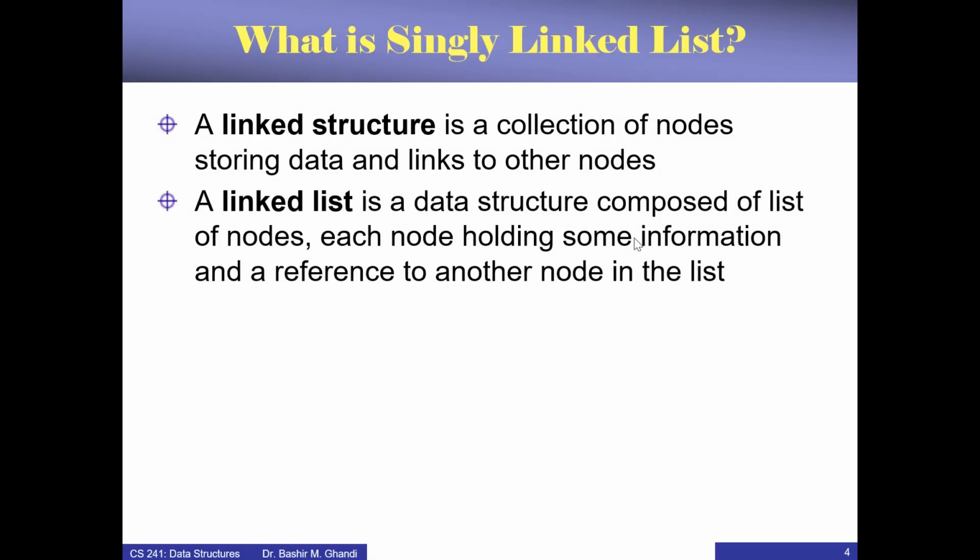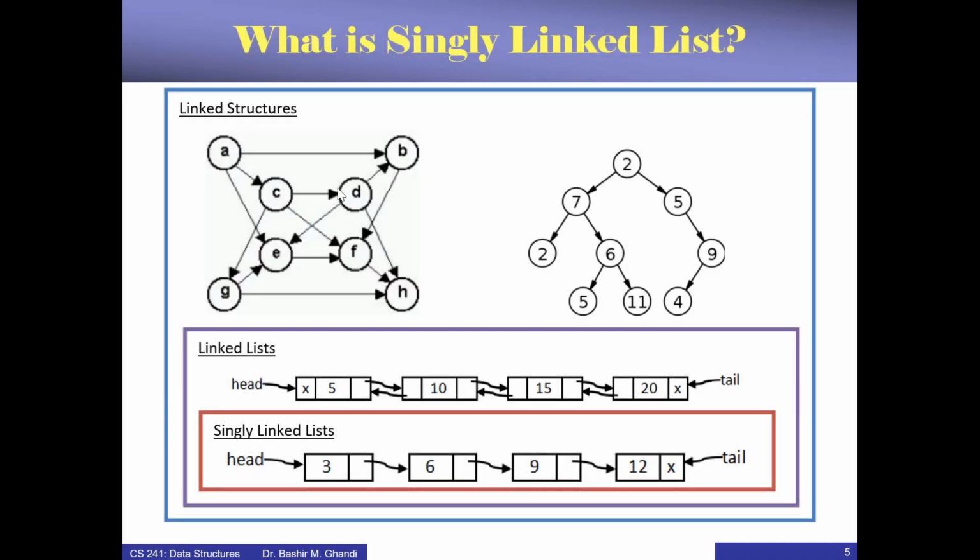The next item is the linked list. What is a linked list? A linked list is a data structure composed of a list of nodes, each node holding some information or data and a reference or references to other nodes in the list. Now the key difference between a link structure and a linked list is the keyword here, list. When we say list, necessarily it is one dimensional. So if you compare with the figure I showed you here, obviously this is not a linked list.